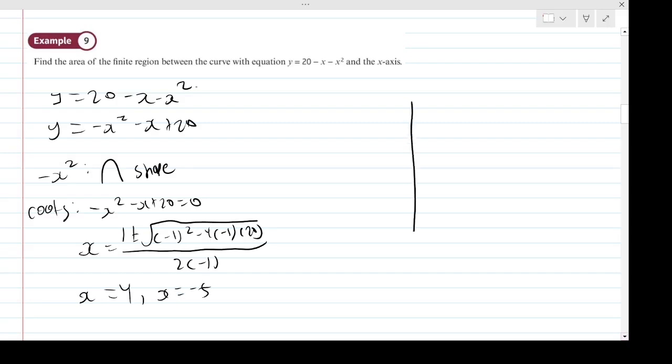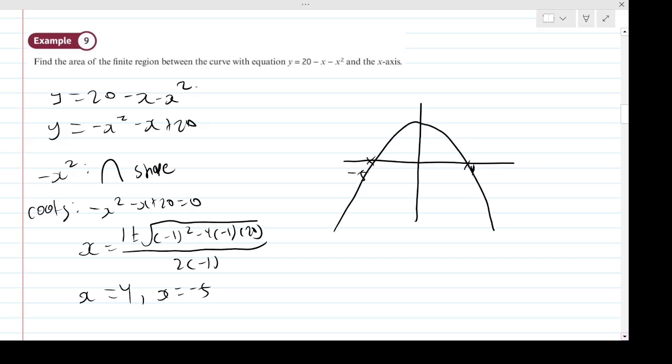So now I've got a very good idea of what my graph will look like, right? It has a frowny shape, and it has these roots. So x is 4 would be, let's say, there. Minus 5 would be there. So it's going to look something like this, right? Let me add between 4 and minus 5.